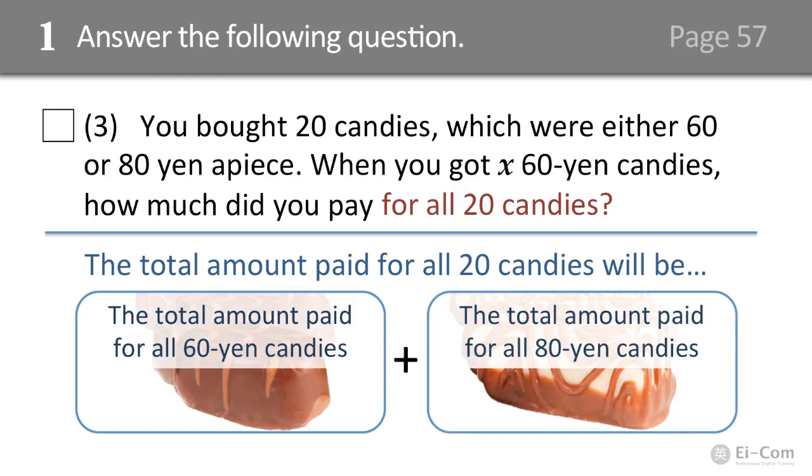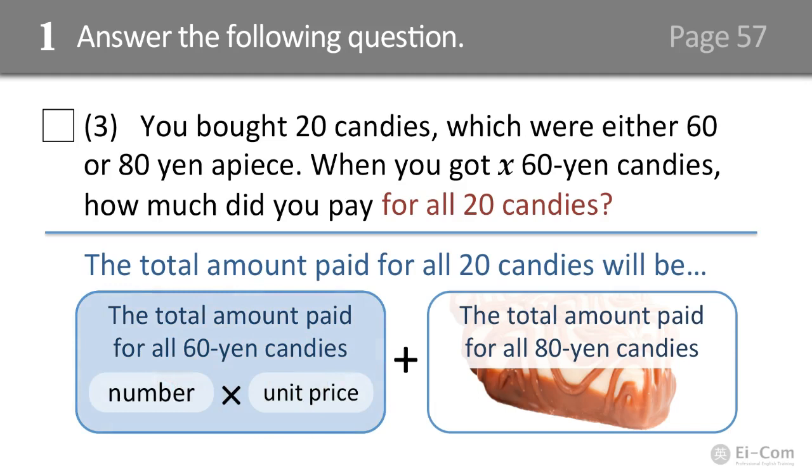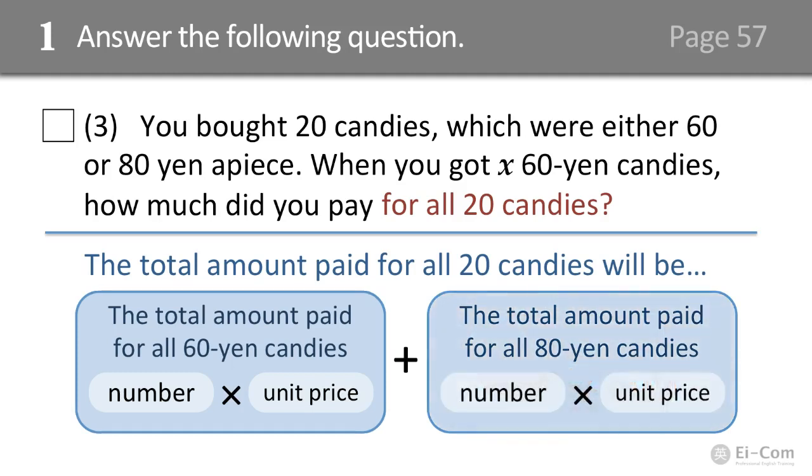The total amount paid for all 60 yen candies will be the number of 60 yen candies times the unit price of 60 yen candies. And the total amount paid for all 80 yen candies will be the number of 80 yen candies times the unit price of 80 yen candies. Since the candies on the left are 60 yen candies, their unit price is 60 yen. And since the candies on the right are 80 yen candies, their unit price is 80 yen.